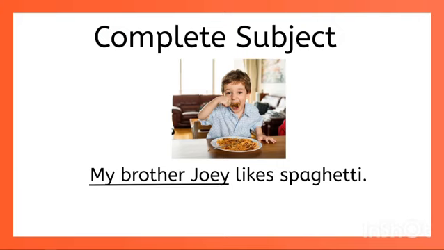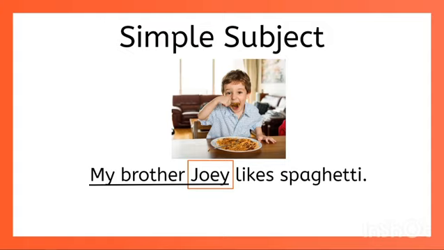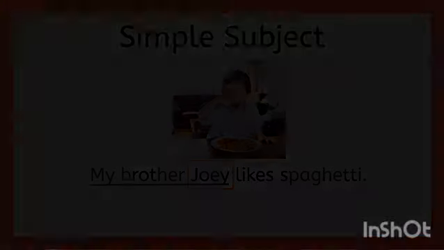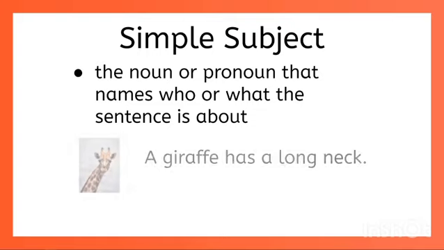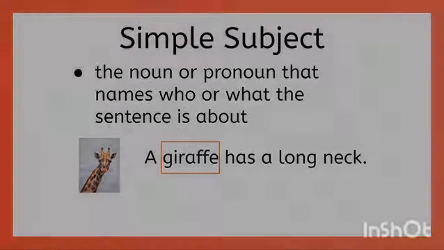The noun in that complete subject is Joey. Joey is actually what we call the simple subject of this sentence. The simple subject is the noun or pronoun that names who or what the sentence is talking about. In the sentence, a giraffe has a long neck, the simple subject is the noun giraffe. The article a is part of the complete subject, but the simple subject is just the noun giraffe.